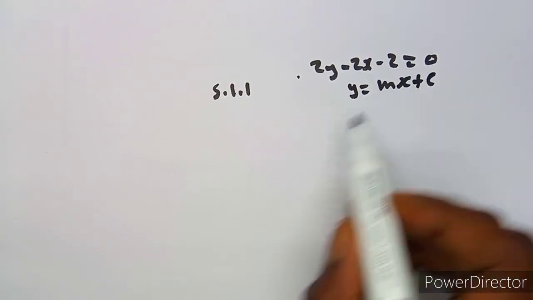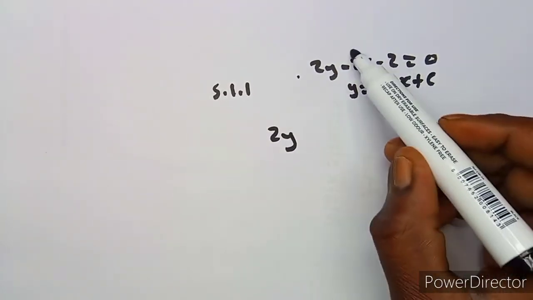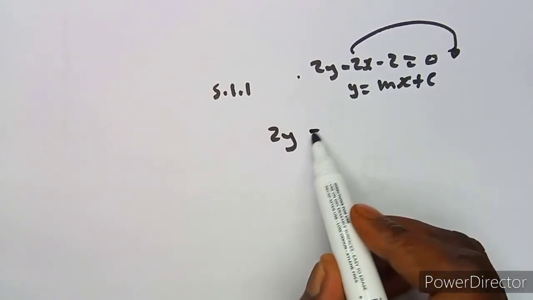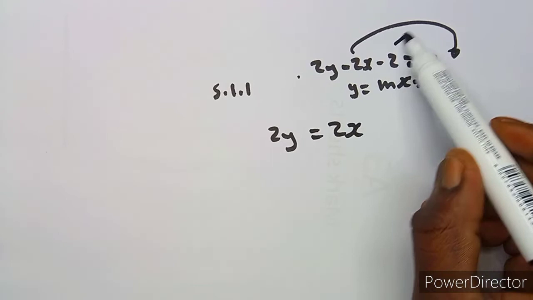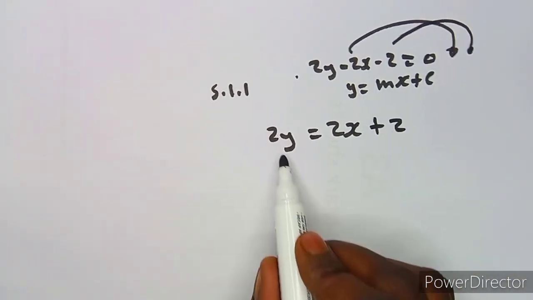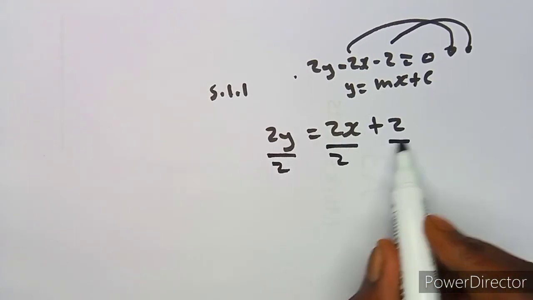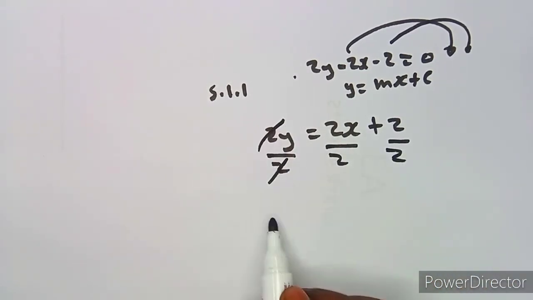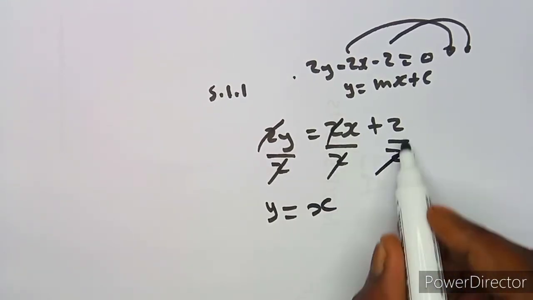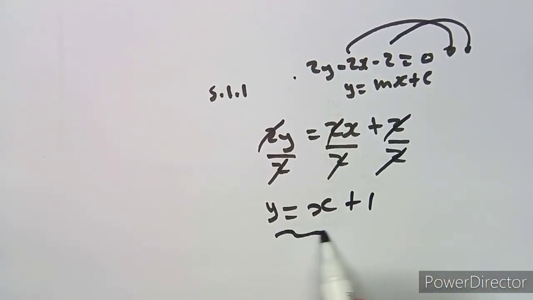So you can transpose all these terms to the other side of the equation. Minus 2x is going to cross and it will be a plus 2x. Minus 2 to this side is going to be a plus 2 again, because it was a minus. So you divide by 2, by 2, by 2. So this can cancel, this one and this one can cancel, and this one and this one can cancel again. So y is equal to x plus 1.